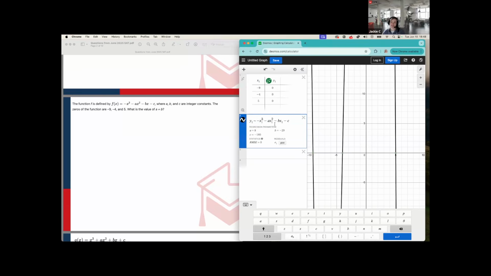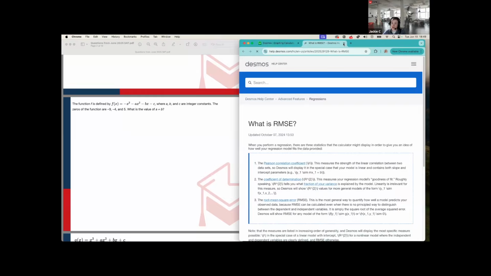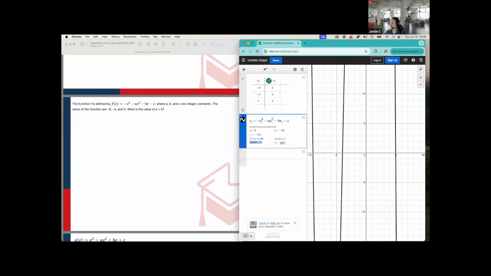And look what happens. It gives me all the information I need. I have that a is equal to 8, b is equal to -29, c is equal to -180 if I needed that. And you see here it says that the RMSE is equal to 0. Well, you can click here to learn what it is, but I can just tell you that when it's equal to 0, it's basically confirming that everything is fitting perfectly into my regression model. So it's basically accurately solving for a, b, and c. Wasn't that so cool and fast?